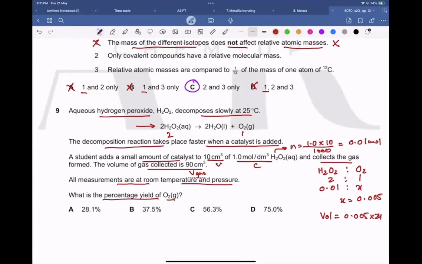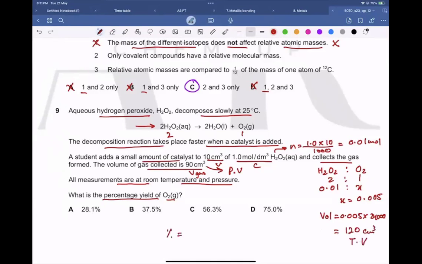So I multiply it by 24,000. So 0.005 times 24,000. Can anyone tell me the answer? The 90 cm³ is the practical yield, or practical value. Now I'm going to find the theoretical value. If I multiply 0.005 by 24,000, it's 120, right? So 120 cm³ is the theoretical value or theoretical yield. So percentage yield is equal to practical value 90 over theoretical value 120 times 100. Can anyone calculate it and tell me the answer, please?